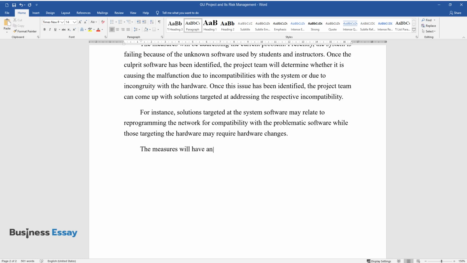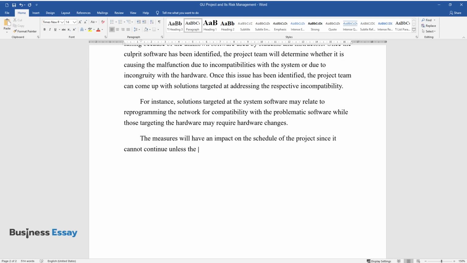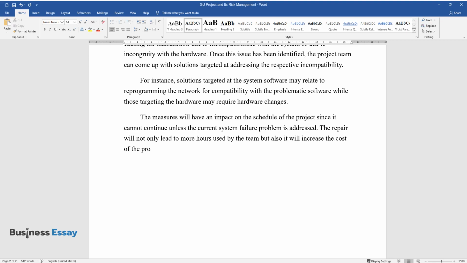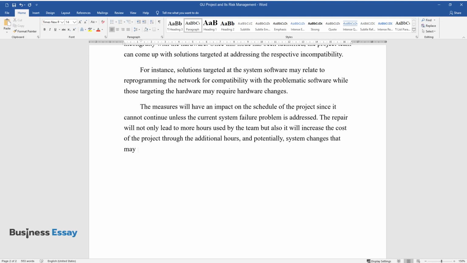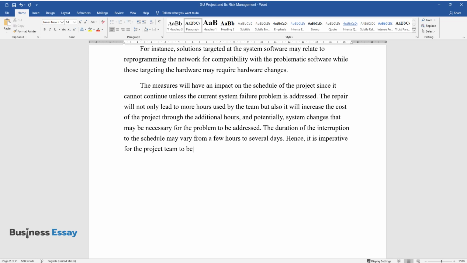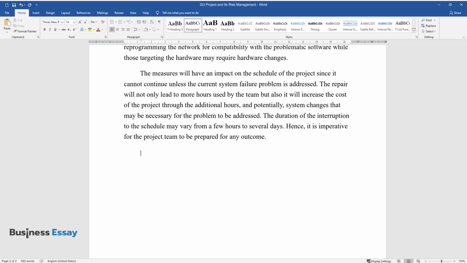The measures will have an impact on the schedule of the project since it cannot continue unless the current system failure problem is addressed. The repair will not only lead to more hours used by the team, but also it will increase the cost of the project through the additional hours, and potentially, system changes that may be necessary for the problem to be addressed. The duration of the interruption to the schedule may vary from a few hours to several days. Hence, it is imperative for the project team to be prepared for any outcome.